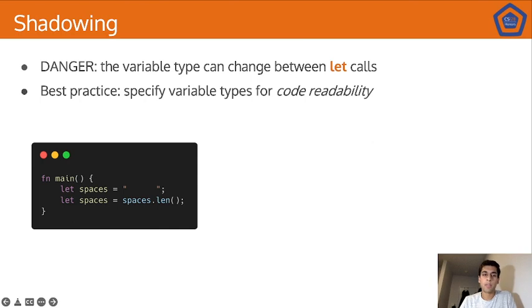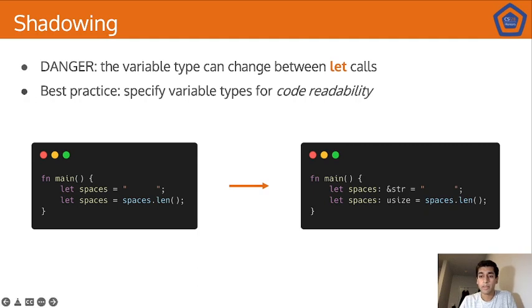So it's always best practice to specify the variable type for better code readability. So in this case, let spaces equal &str, a type of string. I'll go over this in a little bit. And then in the next line, let spaces, the number of spaces, is a usize, a type of integer, the number of spaces in this string. So key takeaway, always try and annotate your variables using variable types just to make your life a lot easier.